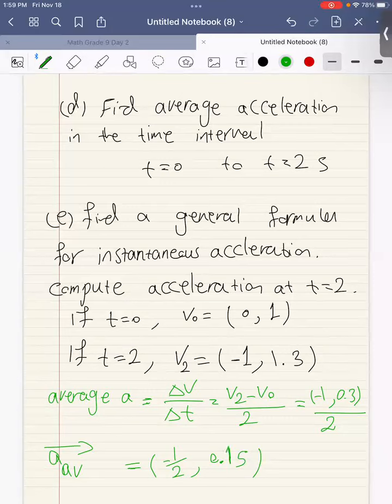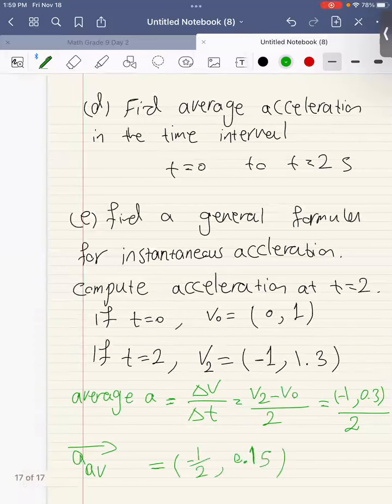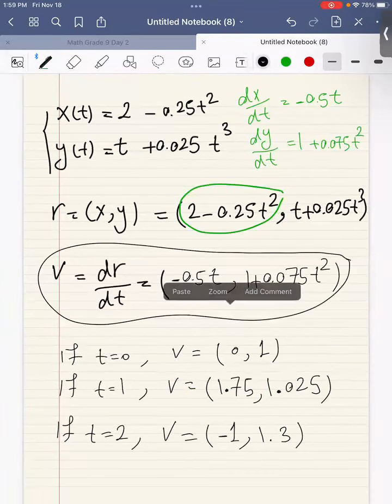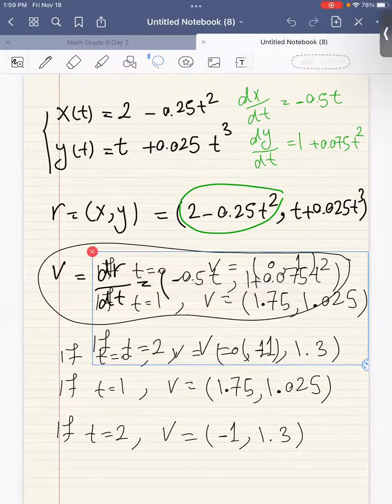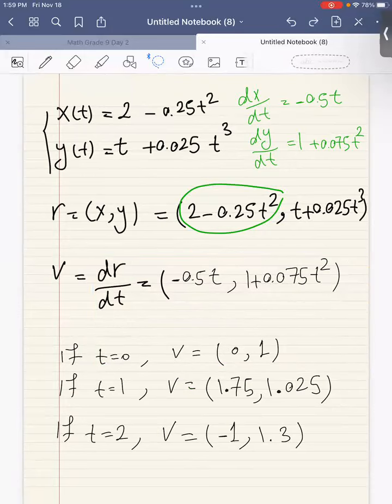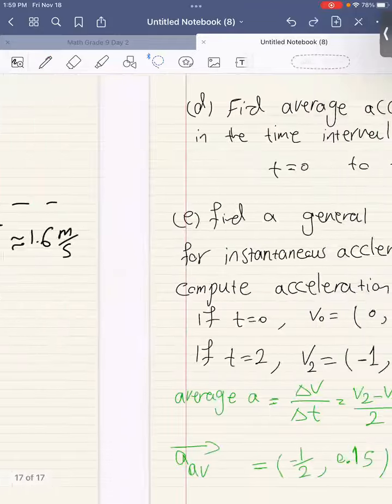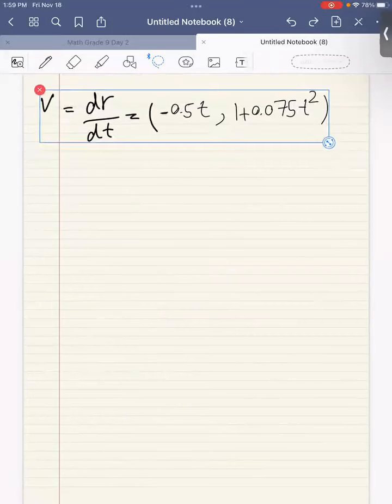What is the instantaneous acceleration? For instantaneous acceleration, you have to take the instantaneous velocity, which is this guy, and take the derivative again. This one is instantaneous velocity, and the derivative of instantaneous velocity is the instantaneous acceleration.